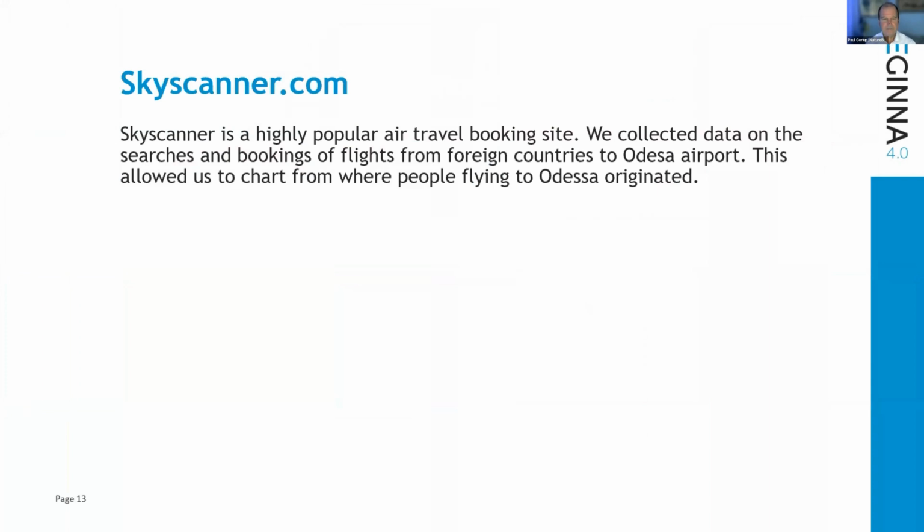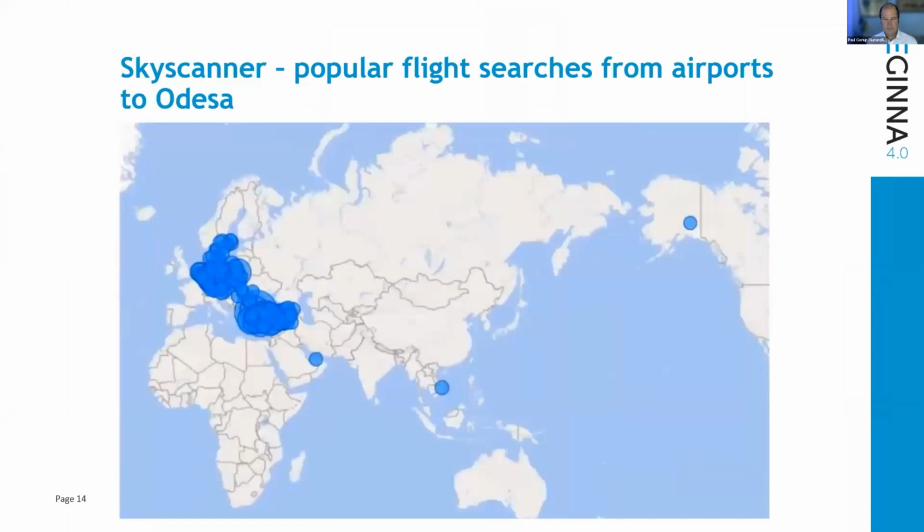Skyscanner is a flight booking app from America, and we could collect data from that on people who are searching for flights from foreign countries to Odessa. So we can get some idea of who's thinking about coming to the city. When you plot it all out, you see that overwhelmingly people are coming from Central and Northern Europe and the Middle East, Turkey especially. Those are the main people coming, and that accords with the accommodation records that we saw in booking.com to a large extent.